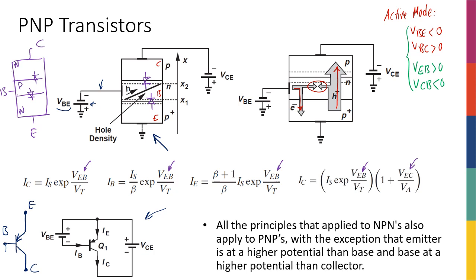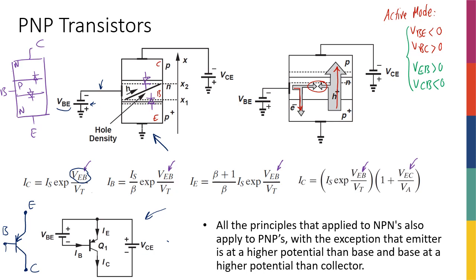Okay, so this is the reason that we always use VEB, because that's the voltage that is positive, right? If I use VBE, it means that I'm talking about the negative voltage, and everything is going to be messed up. So always, with the PNP transistors, all the equations are valid.